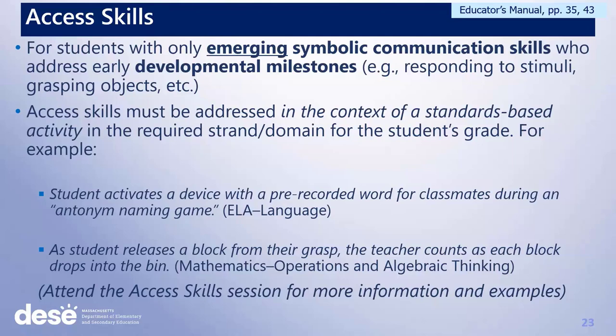And it's going to be at the student's grade. So for example, a student activates a device with a pre-recorded word for classmates during an antonym naming game. Now, maybe you're doing this in a small group. The other students are working on antonyms, on and off, up and down. But this student's activating a device. That's what they're doing. They are not doing the antonyms. Here's another one for you.